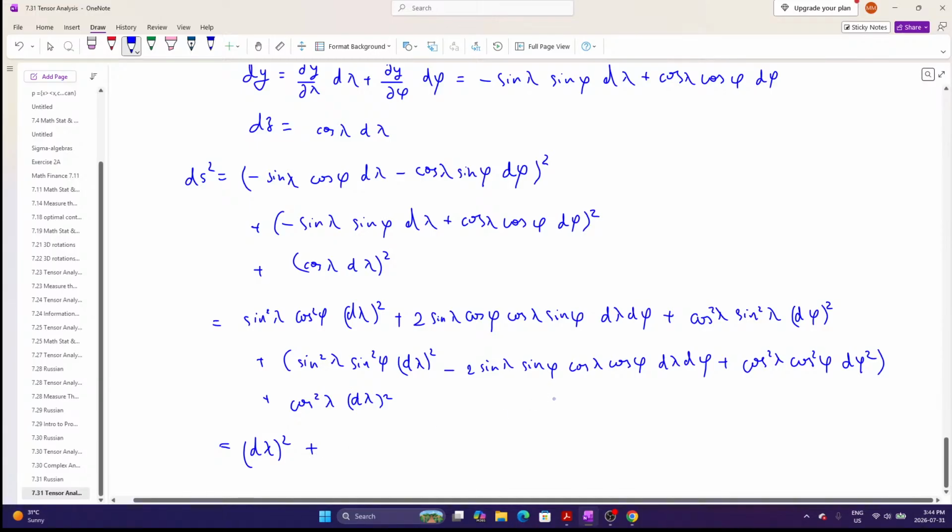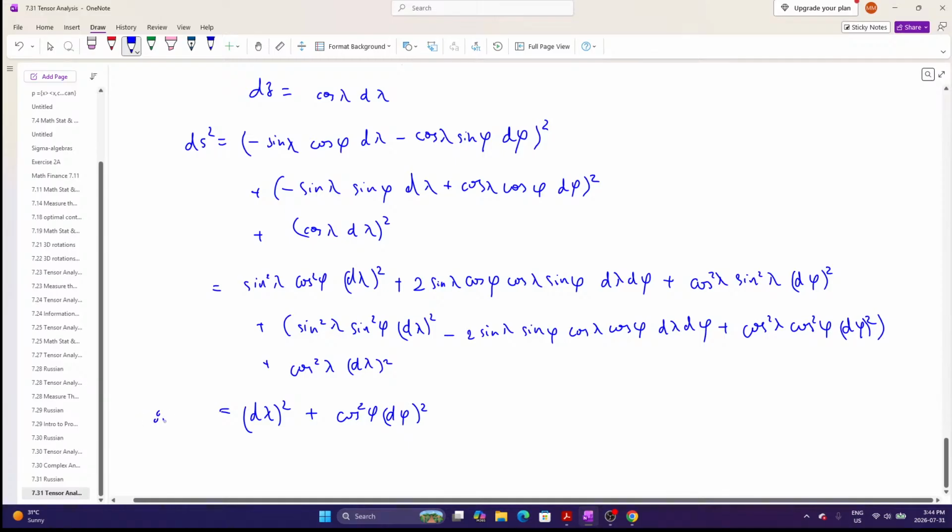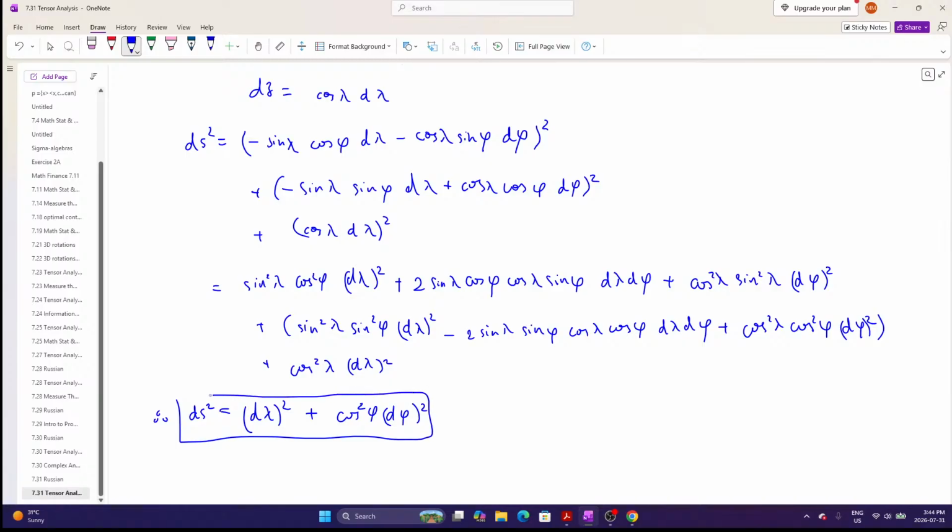And now what's after? It seems like you've got cosine squared lambda as a common factor, and then sine squared lambda plus cosine squared lambda is 1. So this is just cosine squared of phi d phi squared. So this is ds squared. And therefore, let's conclude that this is the line element expression. Box that and say, this is the line element on the unit sphere. Let's think about it. Does it make sense?